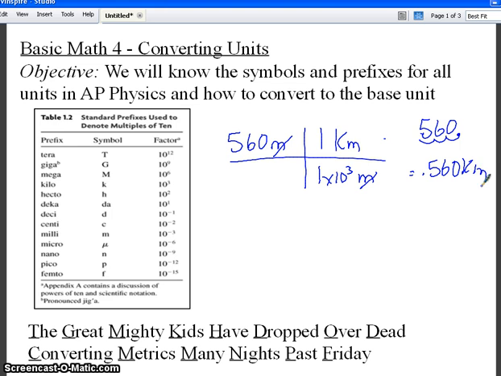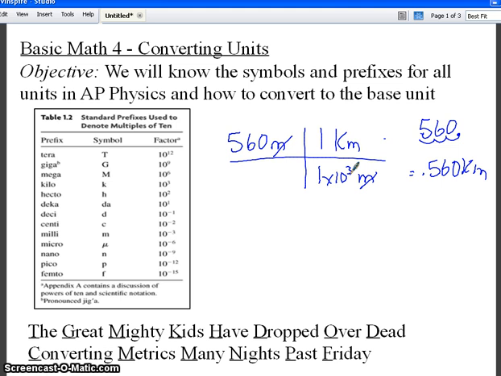I'm trying to give you a shortcut here by doing this 3 to the left, 3 to the right business. But if you need to multiply it out, if you need to get your calculator out and go 560 divided by 1 times 10 to the third, then you know what you have to do. Okay, so figure it out. I'll do another one here.